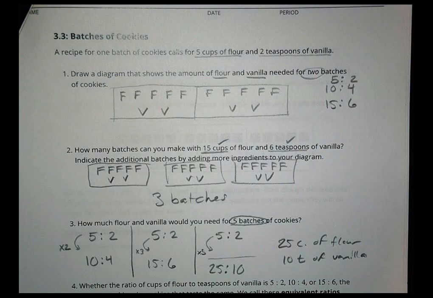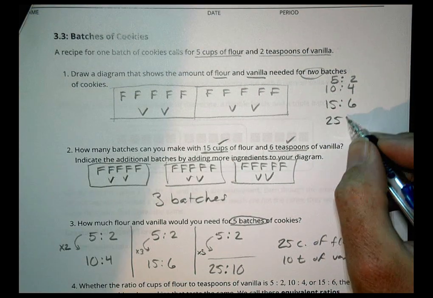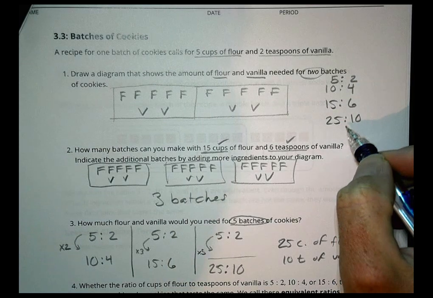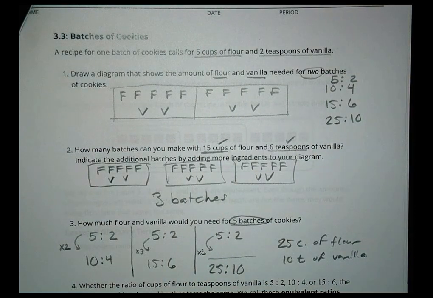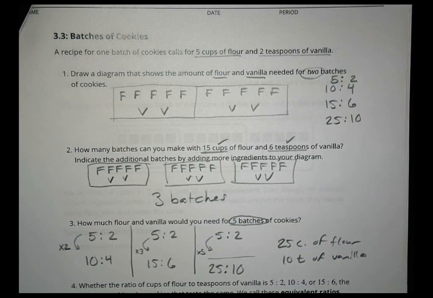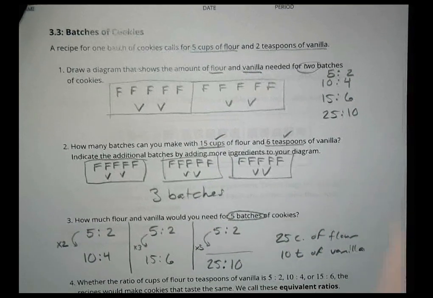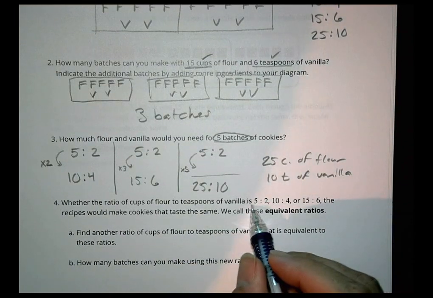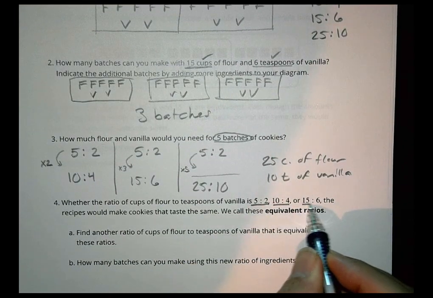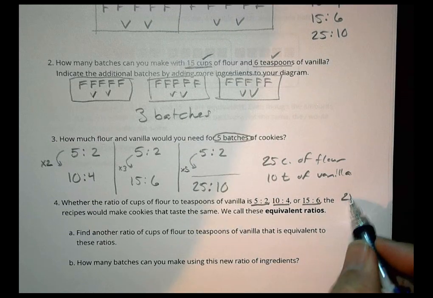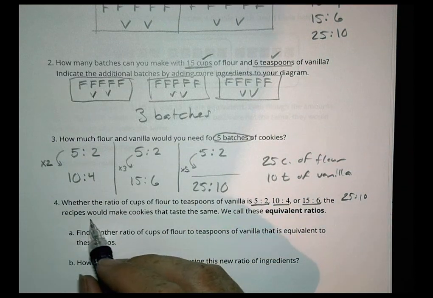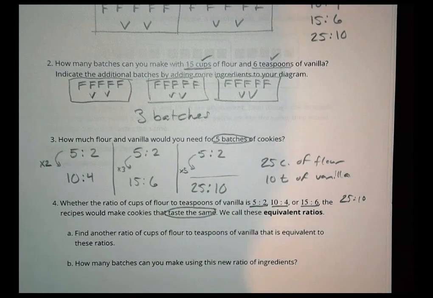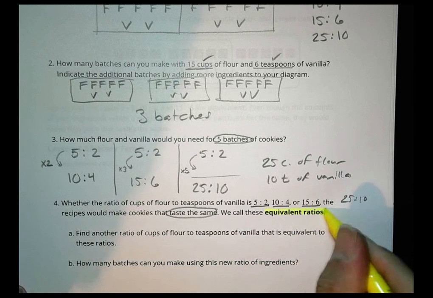All right, and again we can add another number to our ratio chart over here, 25 to 10. All of these are the same exact proportional ratio to make the batch of cookie. I'm just making more as I increase the amount of ingredients I'm using. So, whether the ratio of cups of flour to teaspoons of vanilla is 5 to 2, 10 to 4, 15 to 6, or like we did, 25 to 10, the recipes would make cookies that taste the same. We call these equivalent ratios, and that's our big thing today, equivalent ratios.